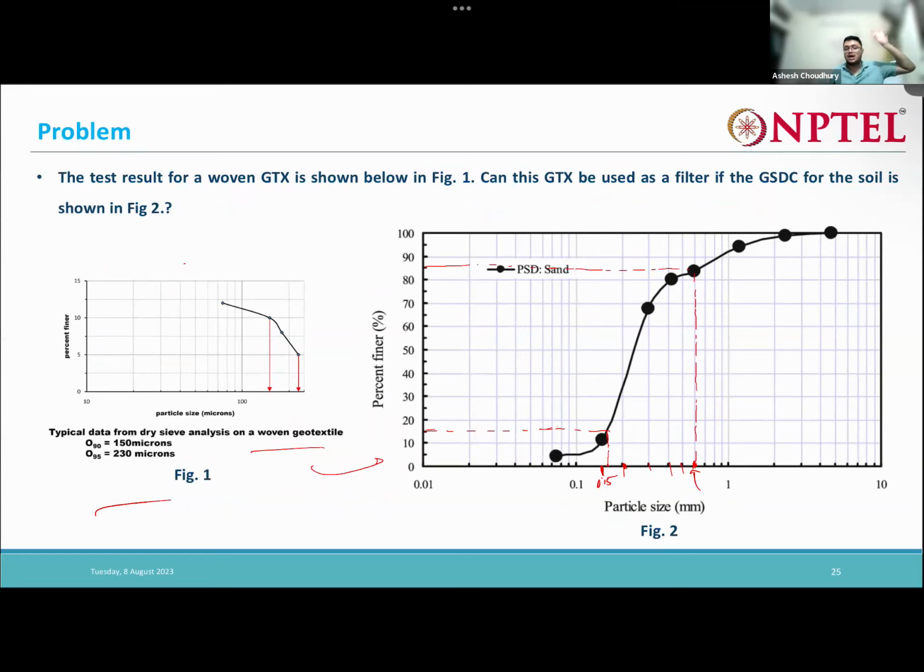Remember, while beginning the topic, I told you, say you decided you want to solve the purpose of filter. Then you decided you want to use geotextile. Now you want to decide what geotextile you want to use. So these are the criteria that you need to follow to decide which geotextile you are going to use. So this particular tested woven geotextile satisfies the criteria to be used as a filter.